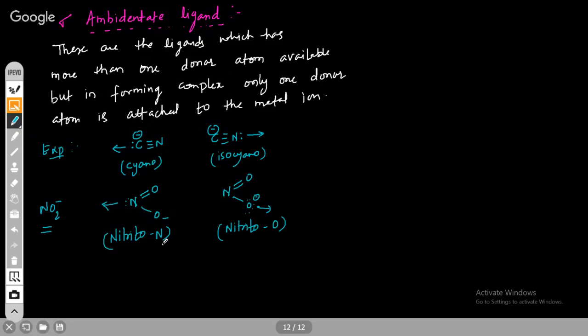In the complex, all ambidentate ligands are monodentate. In the complex, only one atom donates electron. So while forming complex, it behaves as monodentate ligand only, but the ligand has more than one donor atom available in its molecular formula or ion, whatever it is. When in the question NO2 is written, it means nitrogen is a donor atom. But if it is written like ONO, it means oxygen is a donor atom. Understood this?